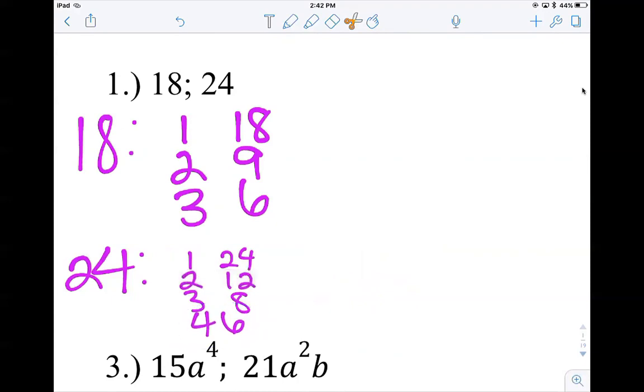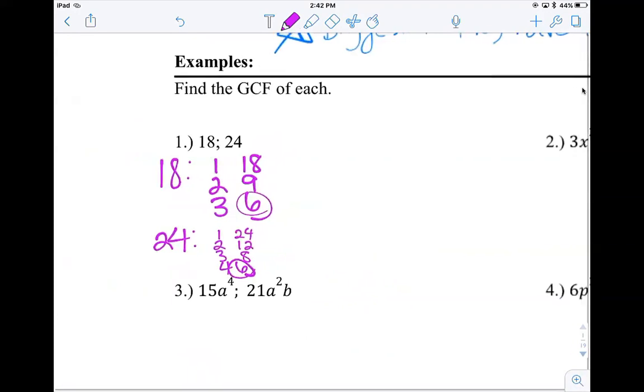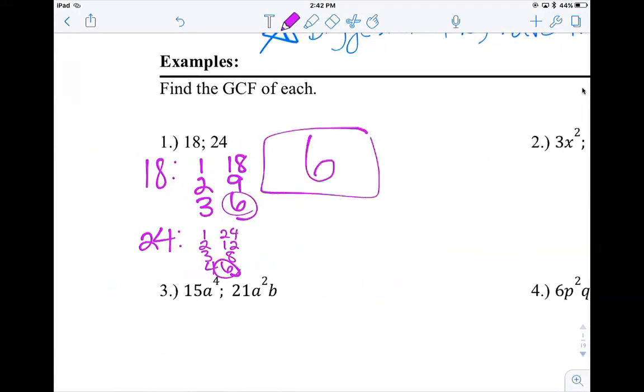Now we want to see, of our numbers, what is the biggest one they have in common. Yes, they have a 1 in common, but we want to pick the biggest number they have in common because it's the greatest common factor. They both have a 6. 6 is the highest number that they both share. So the GCF for number 1 is going to be the number 6. It's what they have in common.